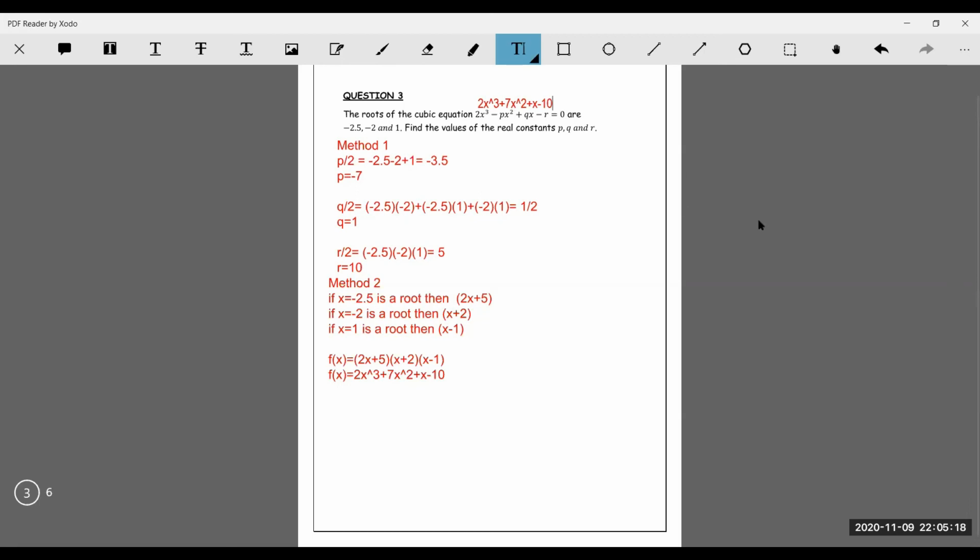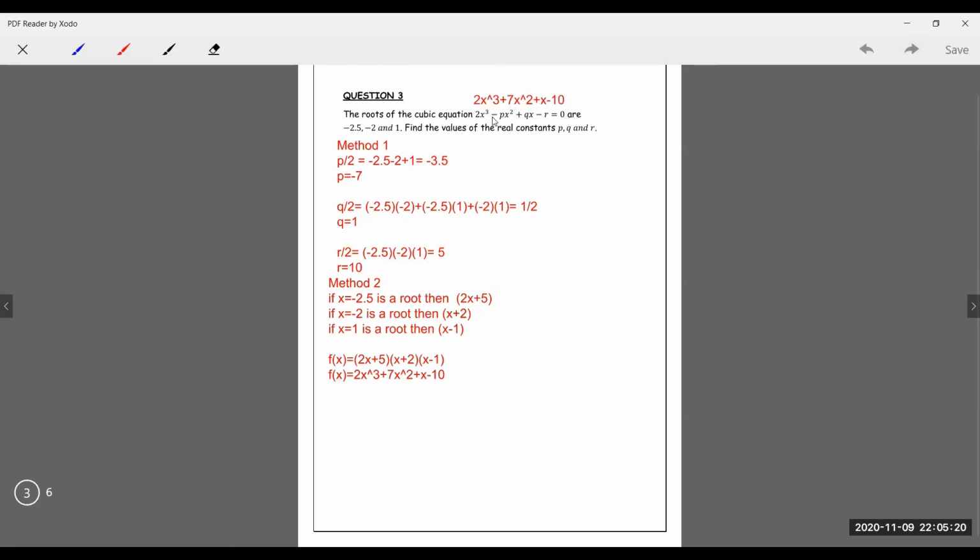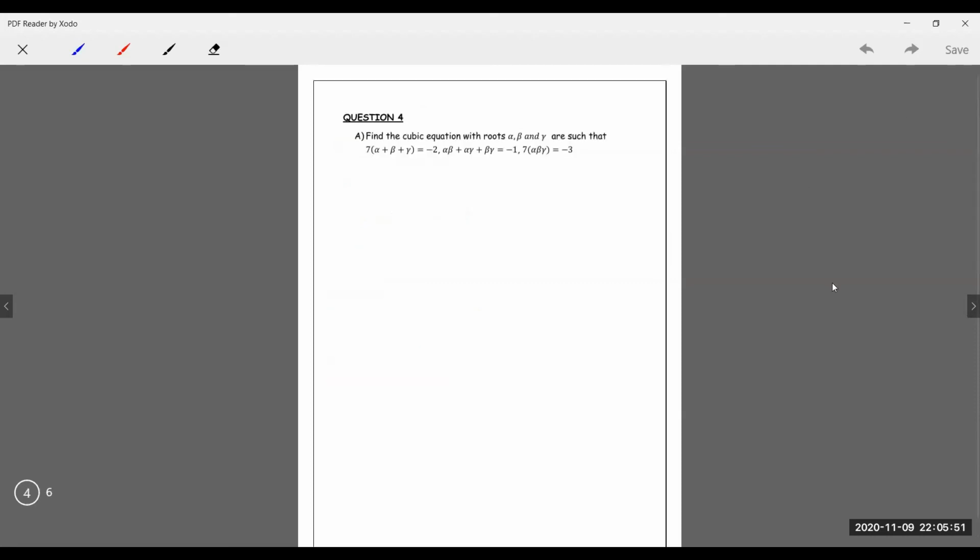If we compare the two functions, we can see that minus p is equal to 7, and so indeed p equals negative 7. Q is equal to 1, and R is equal to 10. So we can compare and see that these are all true. That's using the factor and remainder theorem. Or you could use sums and products of roots. Either is fine. Nice. Now let's look at this question.